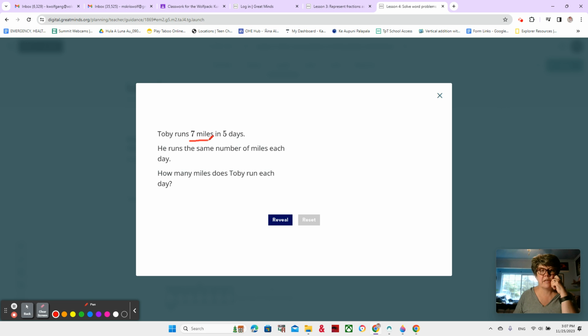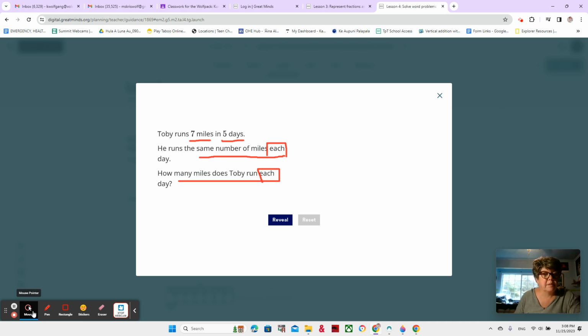He runs 7 miles over the course of 5 days. He runs the same number of miles each day. So how many miles does he run each day? Okay, and I hope you're seeing this clue word, each. All right. Well, we actually have some examples of how some people made tape diagrams. So let's look at those example tape diagrams and see what we learned from that.